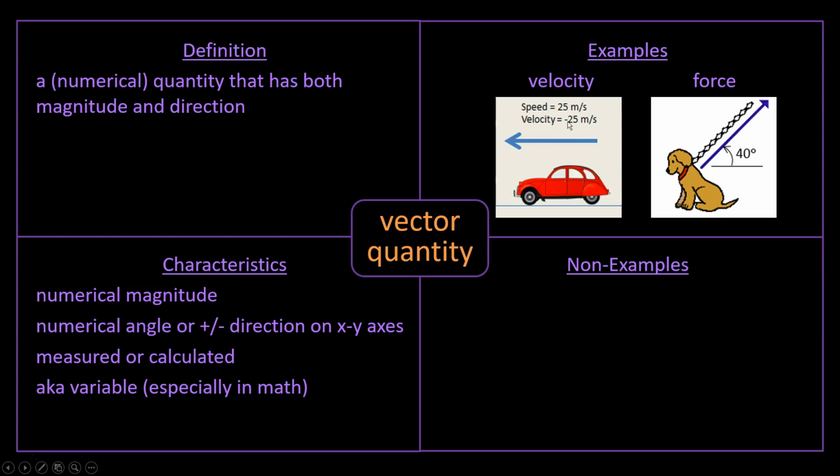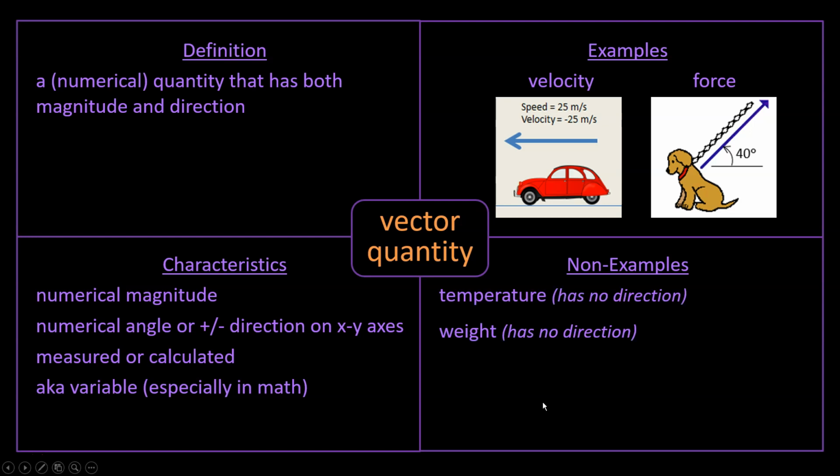I just want to make a comment here that's true in physics. When you see plus and minus signs, they have nothing to do with the value or magnitude. They have everything to do with the direction. And here's a force. The person holding the leash is pulling up on the leash at a 40-degree angle. So this is an example where we use a plus or minus sign to show the direction, and here's a case where we use a directional angle to show the direction.